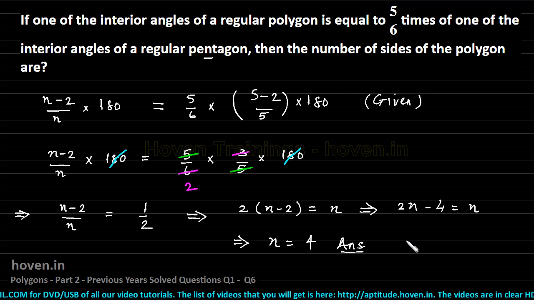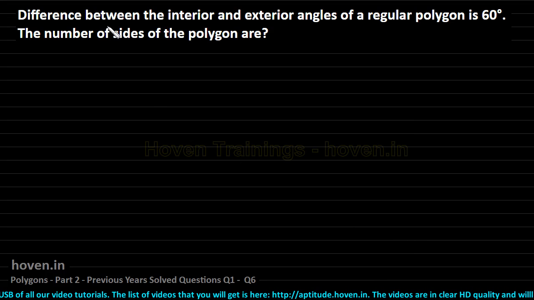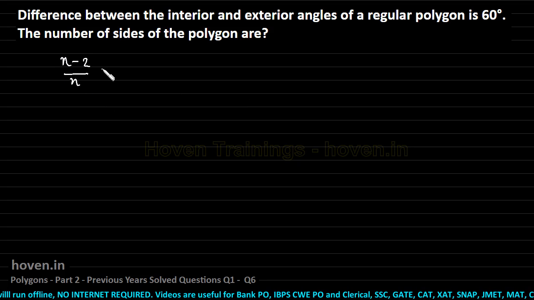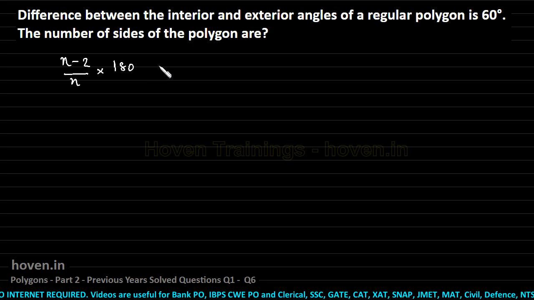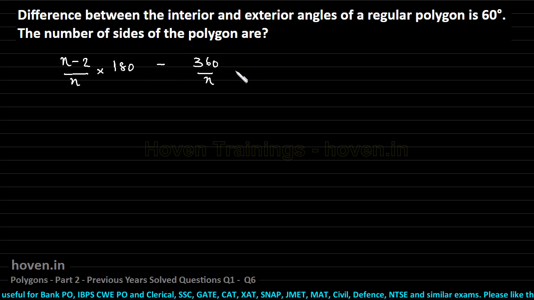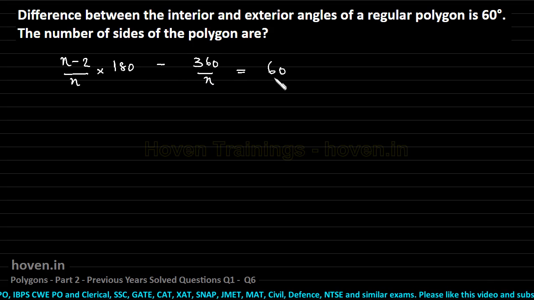Let us move to our next question now. The difference between the interior and exterior angles of a regular polygon is 60. The number of sides of the polygon are how many? The difference between interior and exterior angles has been given to us. Now the interior angles will be given by the formula (n minus 2) by n into 180, and each exterior angle is going to be 360 by n. This difference has been given to us as 60. This is what is given to us.